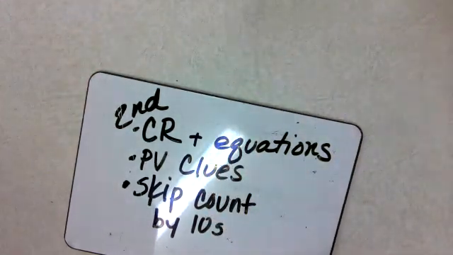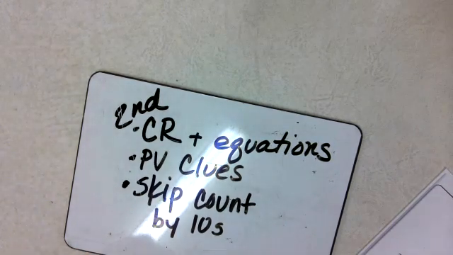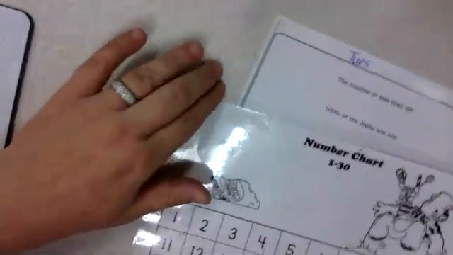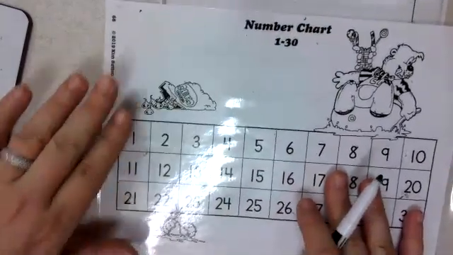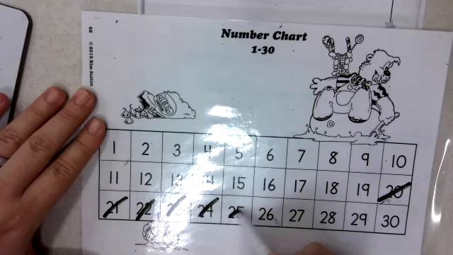After that, then you're going to do place value clues. Each person needs their 0 to 30 chart or 1 to 30 chart. The first clue for today is that the number is less than 20, so it also cannot be 20. We're going to cross off everything above that.